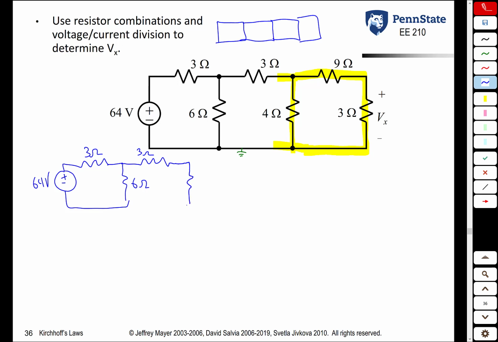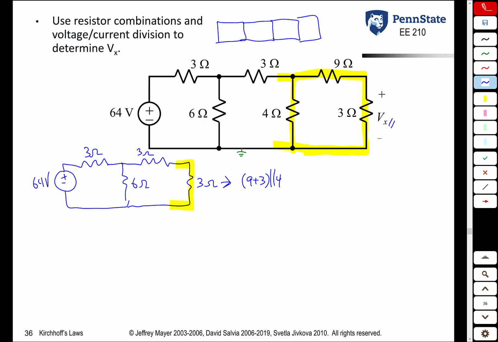Then what we're going to do now is replace the 9 and 3 ohm resistor and the 4 ohm resistor with the equivalent resistance here, which is 3 ohms. Where does this come from? It's 9 plus 3 in series in parallel with 4. At this point, notice we've lost this variable Vx.